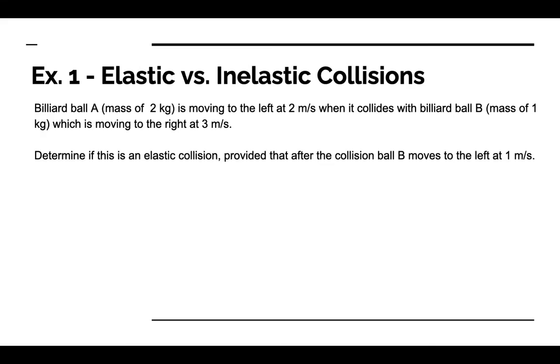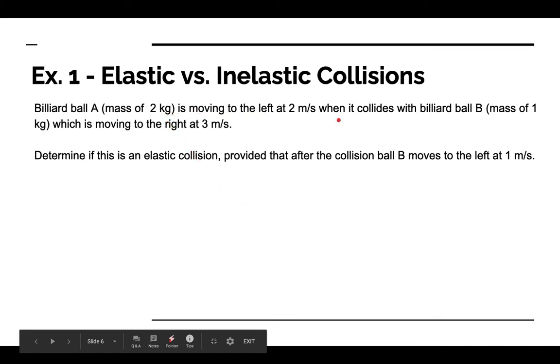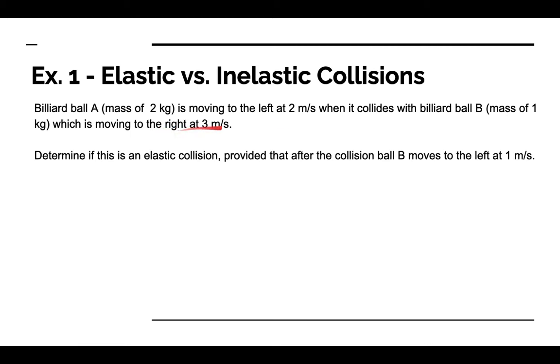So let's look at an example. A billiard ball A, which has a mass of 2 kilograms, is moving to the left at 2 meters per second when it collides with a billiard ball B, mass of 1 kilogram, which is moving to the right at 3 meters per second. Determine if this is an elastic collision, provided that after the collision, ball B moves to the left at 1 meter per second.